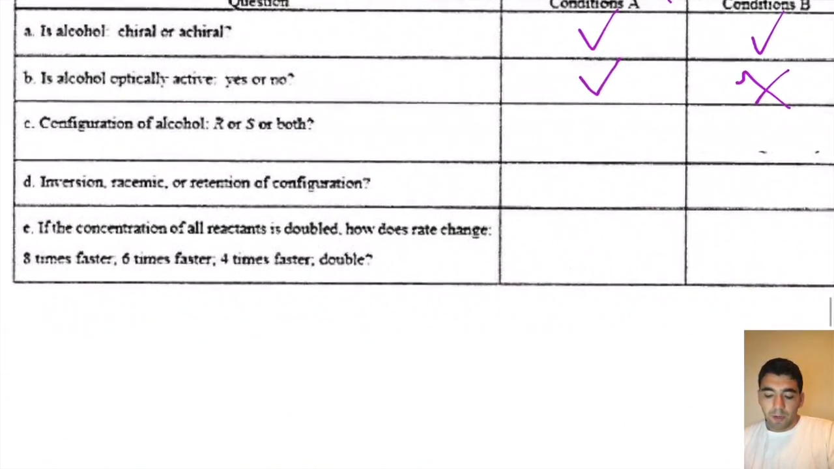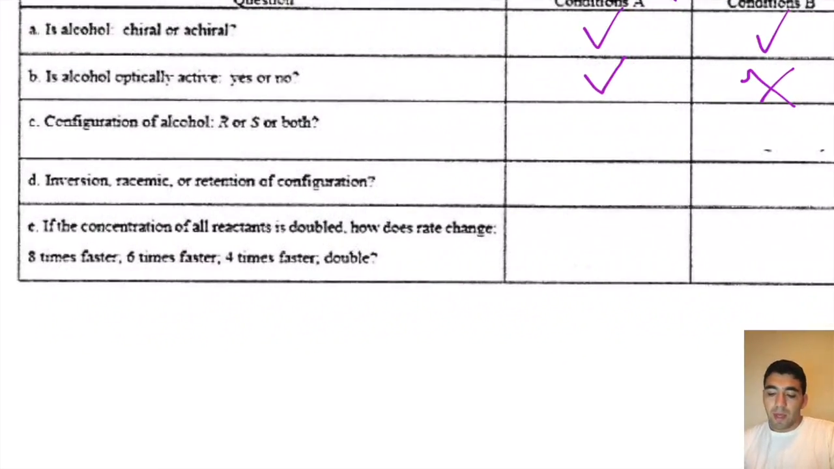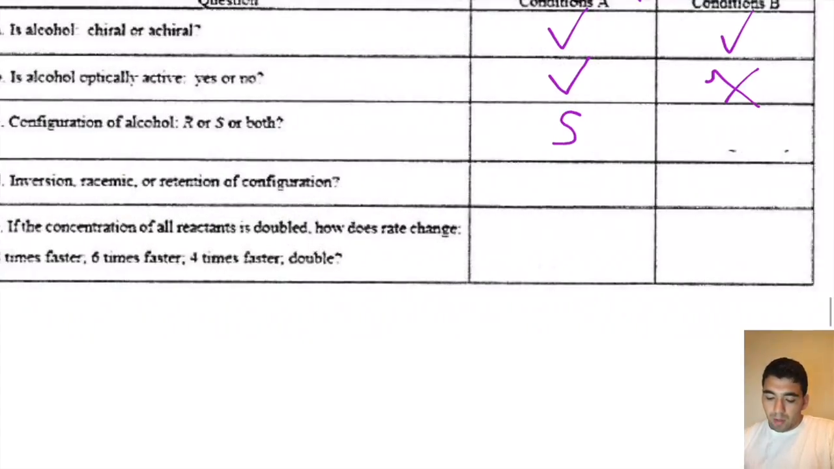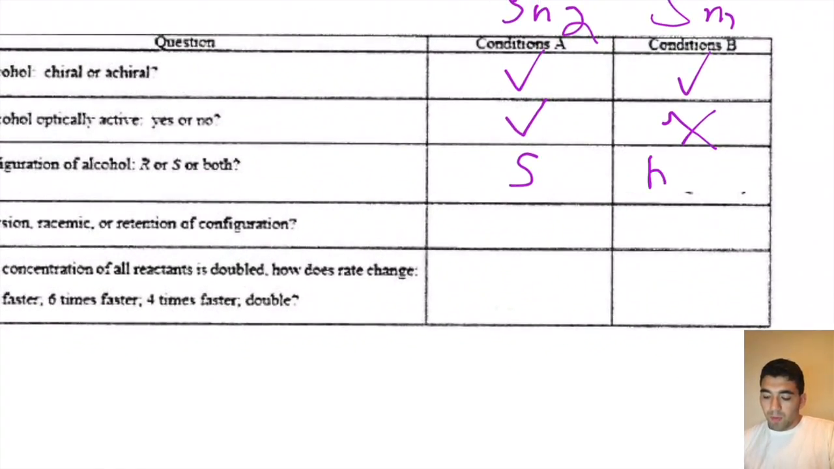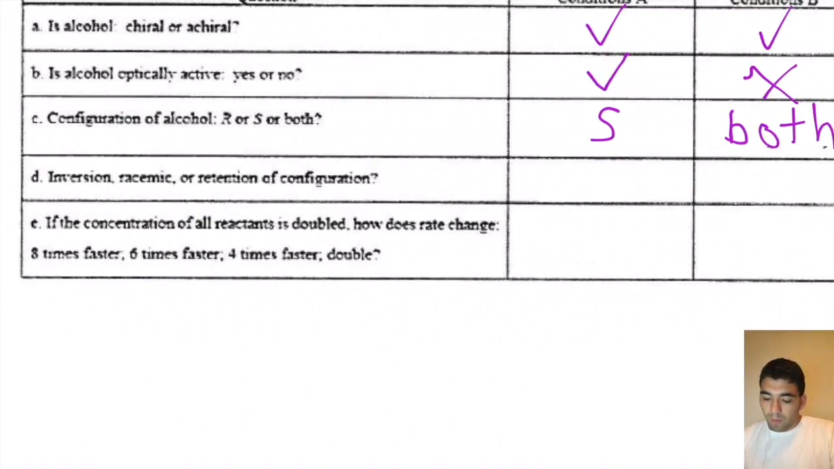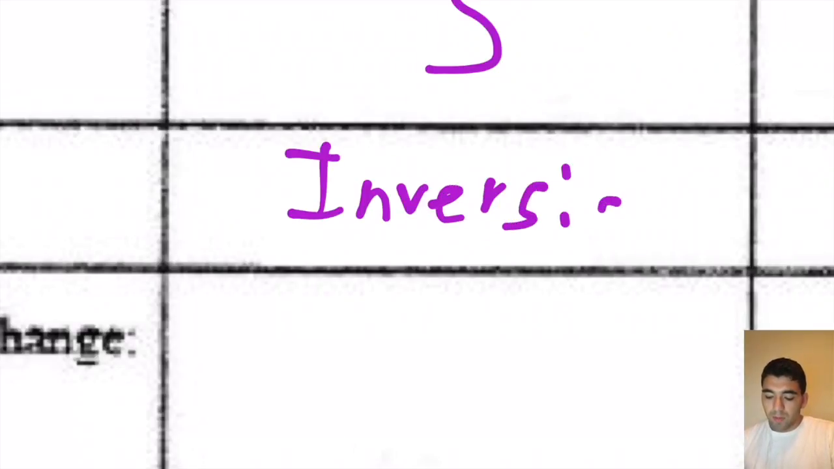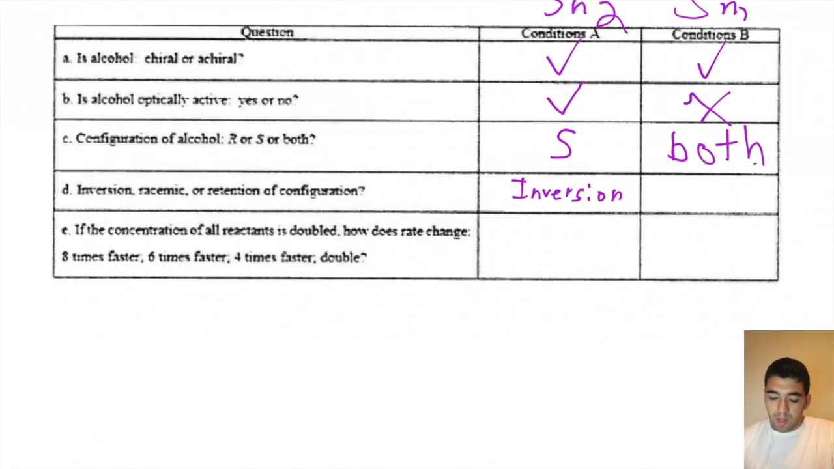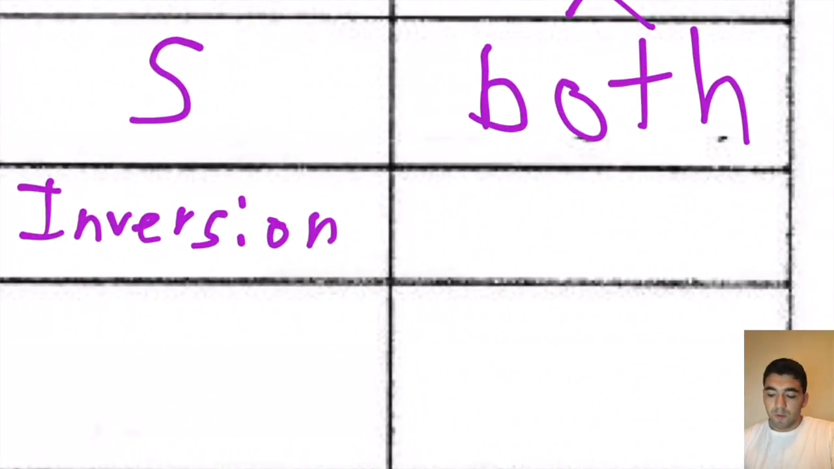And here we have configuration of alcohol, R and S. We already said that SN2 is a backdoor attack, so it switches it. And here it's asking us both. Of course, it's going to be both, as we discussed. Now we want to know whether these are an inversion, racemic, or retention of configuration. Retention's if it stayed the same. Since we flipped it, we actually would be an inversion here. Simple definition, just flipping it. And the other one, our other option is retention or racemic. Obviously this gives us racemic.